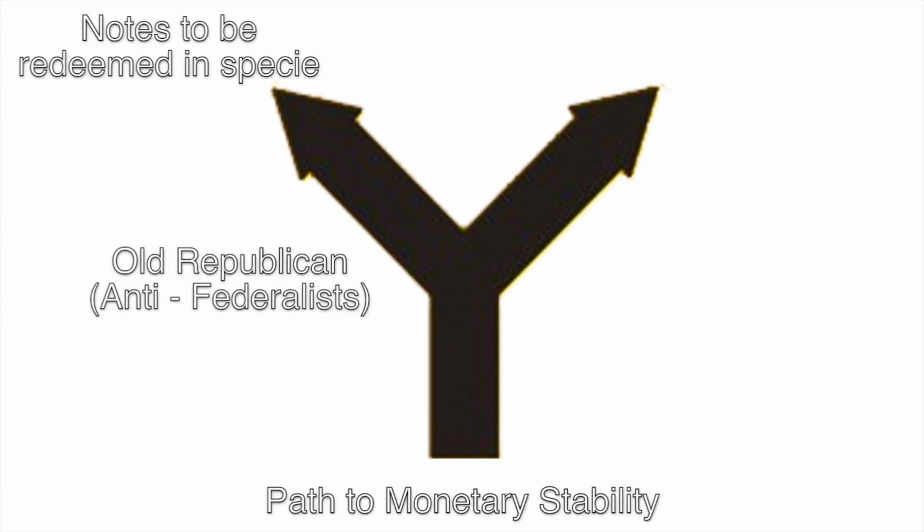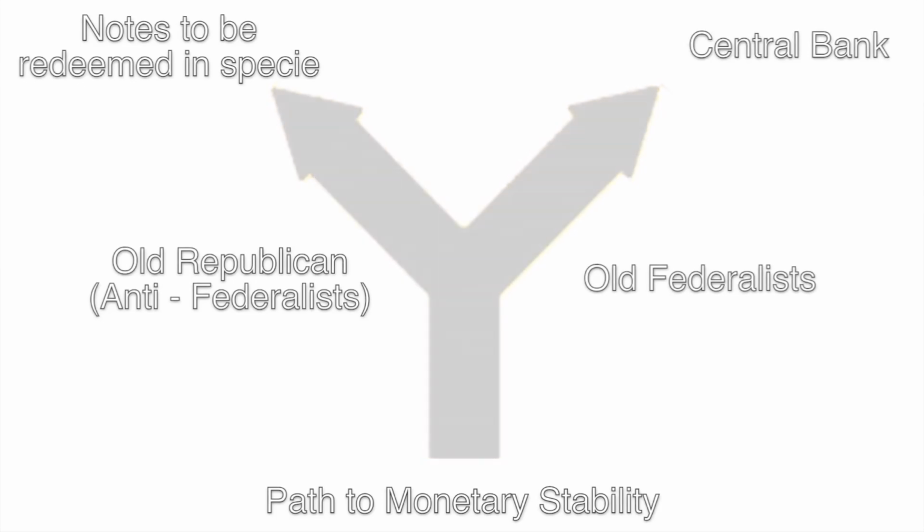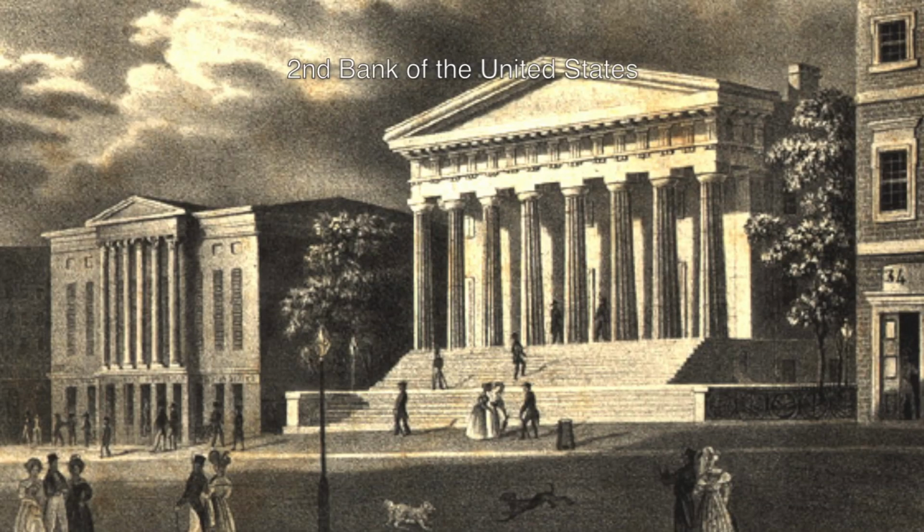This would return the economy to a sound money footing. The Old Federalists, however, advocated a different path. They argued for a central bank modeled closely after the first Bank of the United States. The country chose the second path. The Second Bank of the United States was created in 1816.